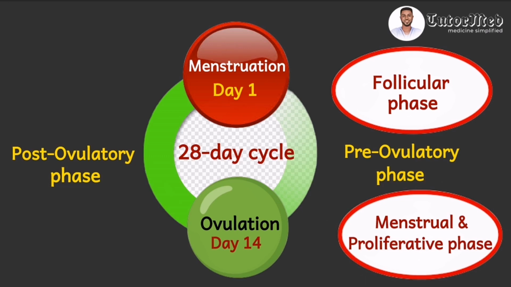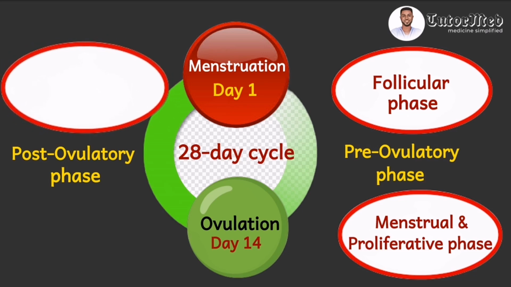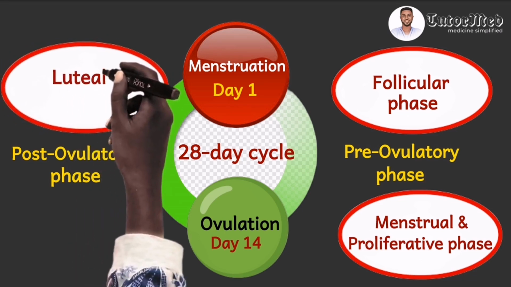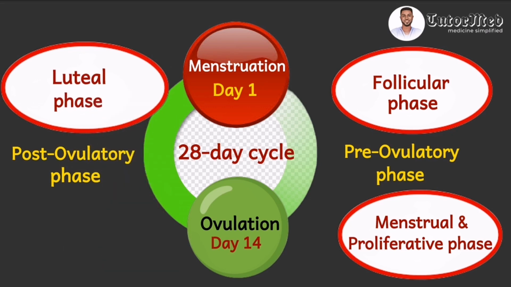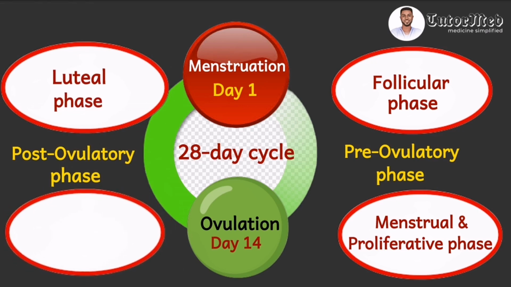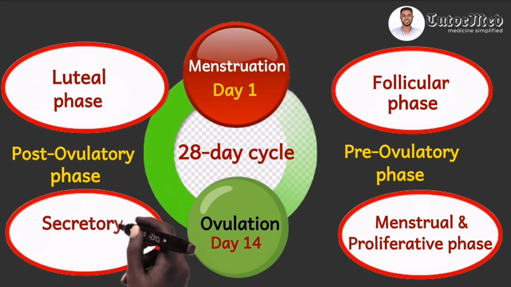And then the changes that occur in the ovary during the post-ovulatory phase is called the luteal phase. And within that same period of the post-ovulatory phase, the changes that occur in the endometrium is known as the secretory phase.